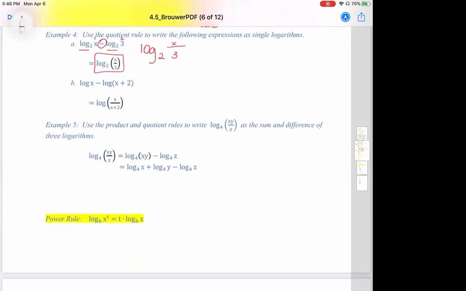Same thing for b. I have the same log and same base. Because I have subtraction, I can rewrite it with one log, as we see below. So I have log of our first, which is x, divided by our second. The second is the whole thing, x plus 2, divided by x plus 2.